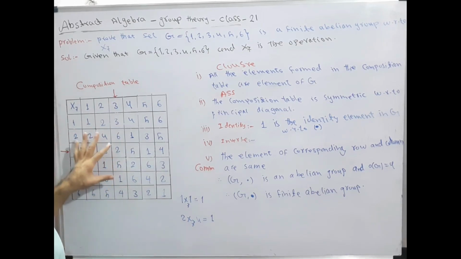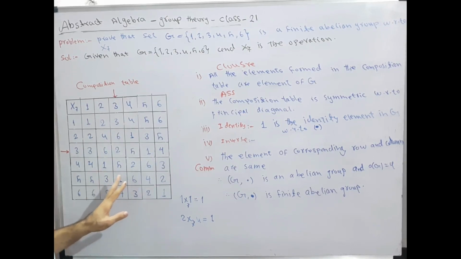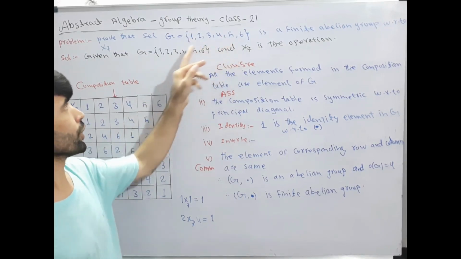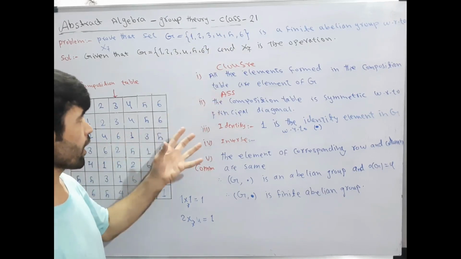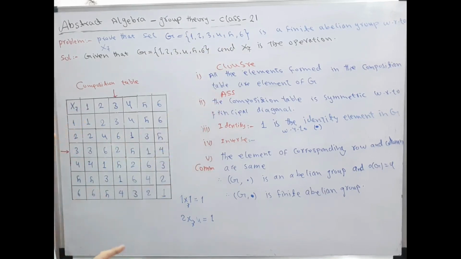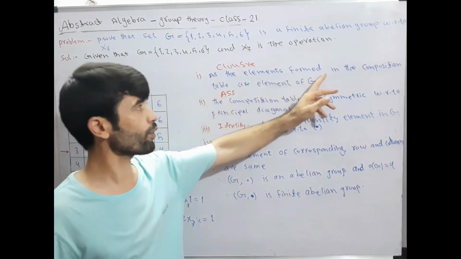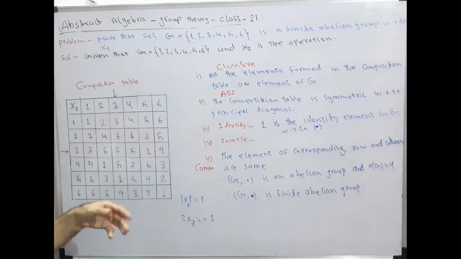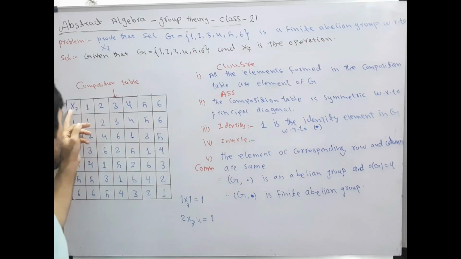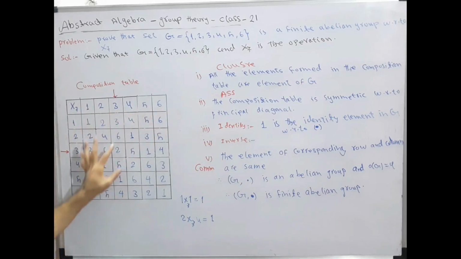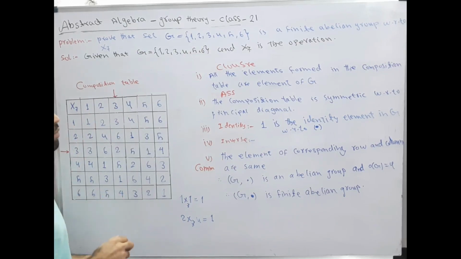So as you see, all elements in this composition table belong to G. Actually, the first axiom, the closure axiom, holds. That is, all the elements formed in the composition table are elements of G. From 1 up to 6 and 1 up to 6, all of them are elements of G. It means the closure axiom holds.